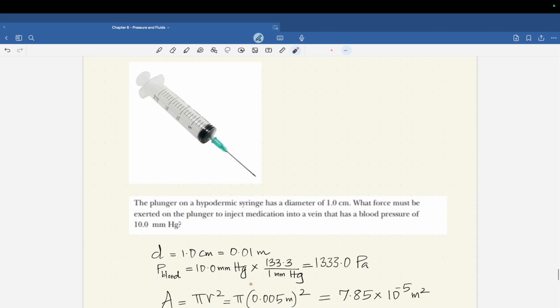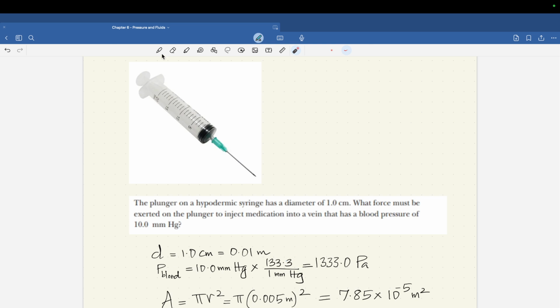So diameter is 1.0 centimeter. We got to change it into meter. So divide it by 100, because 100 centimeters make a meter, and you get that. And then there's one conversion that you have to remember, that is how to quickly change millimeters of mercury into pascals. So here in this case, 10.0 millimeter of mercury. How do you change it? You see this number is what you have to know. 133.3 pascals is equal to 1 millimeter of mercury.